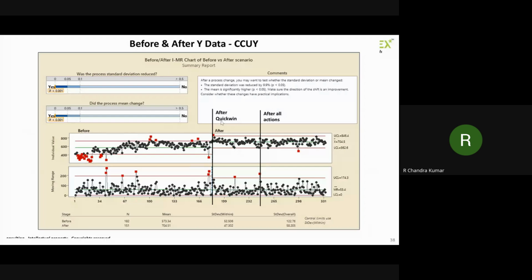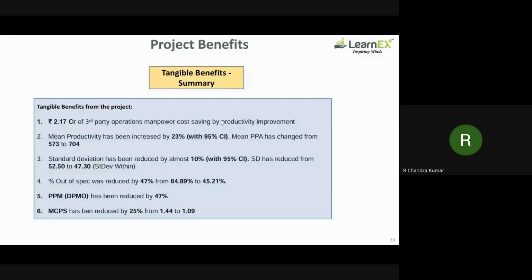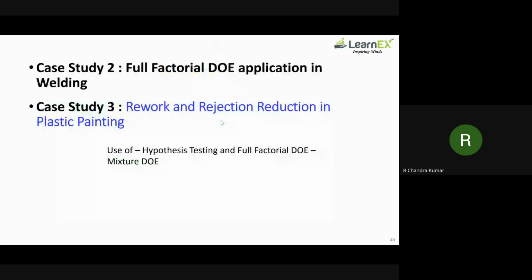By doing all the analysis and improvement in productivity in the sort center, the tangible benefit is 2.17 crore, for third party manpower cost saving. That's the benefit. So it is very important, but I have not shown how deep the dive was. There are some 307 slides, only on this project. Each project is like that. There are several hundreds of projects. So that was one case of using simple statistical tools.